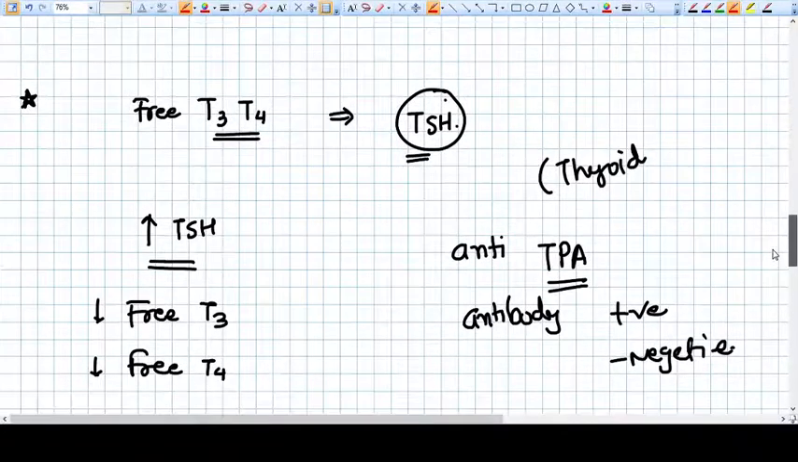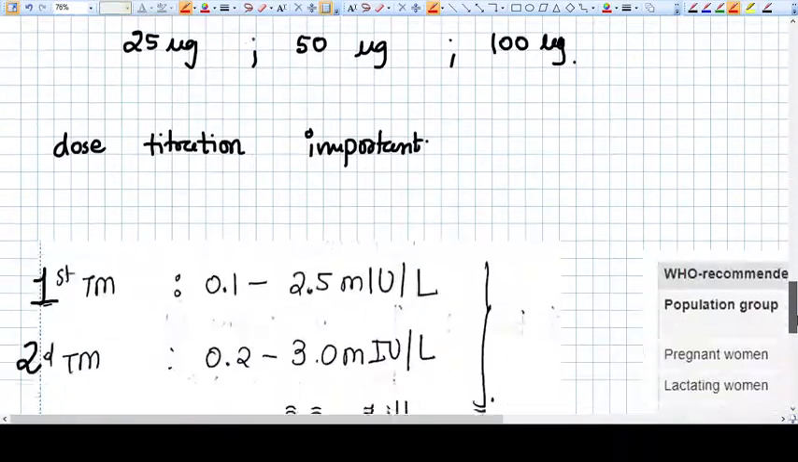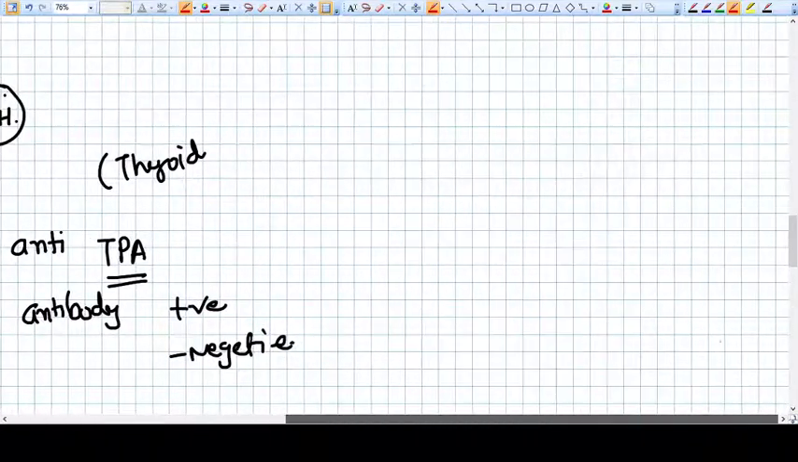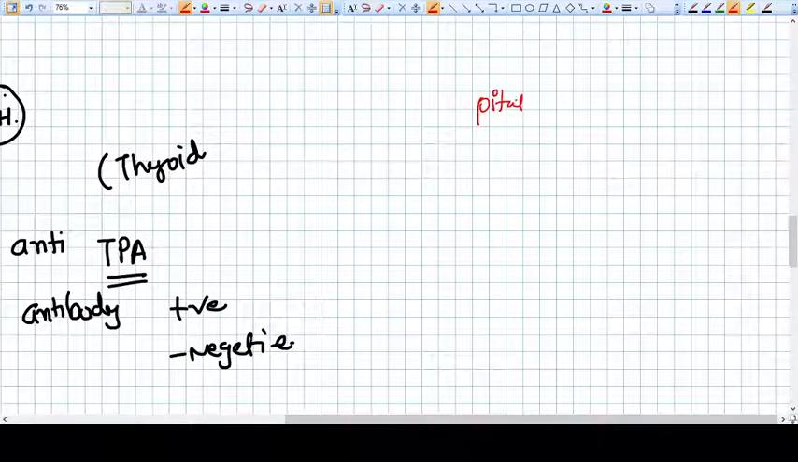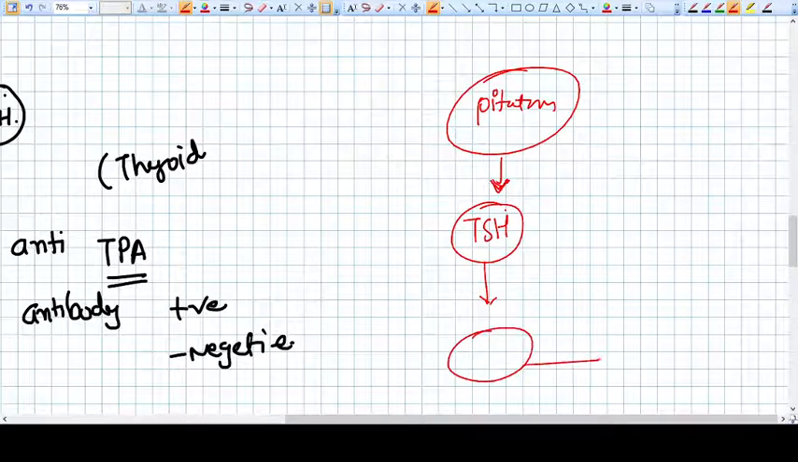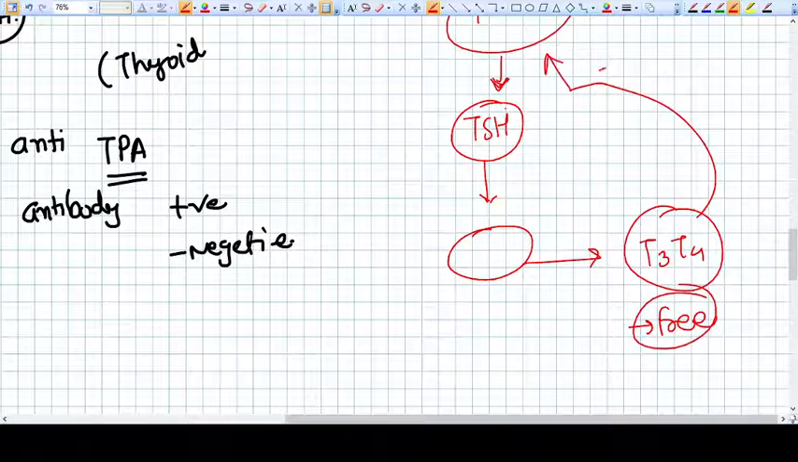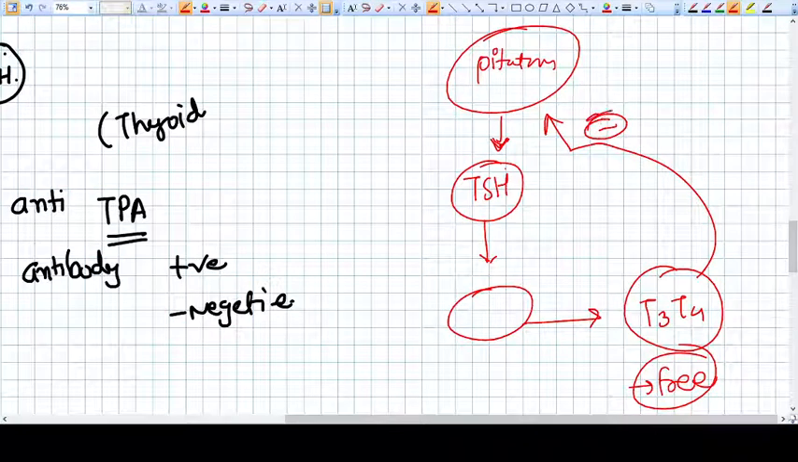Now understand the game between TSH and T3 and T4. What is the game actually? Here, the pituitary secretes a hormone that is TSH. TSH acts on the thyroid gland to secrete T4 and T3. Now the free T4 and T3 will do what? Regulation by negative feedback.